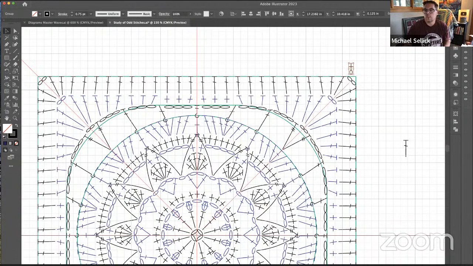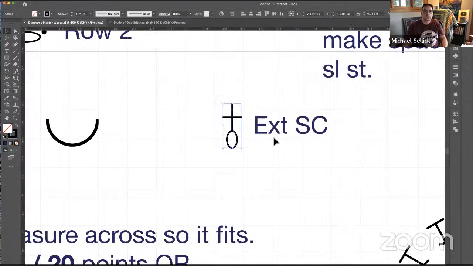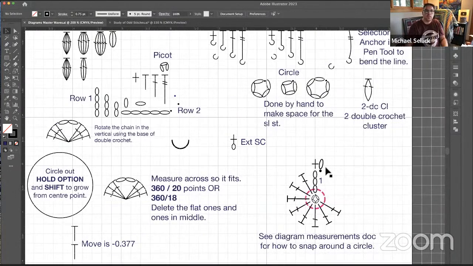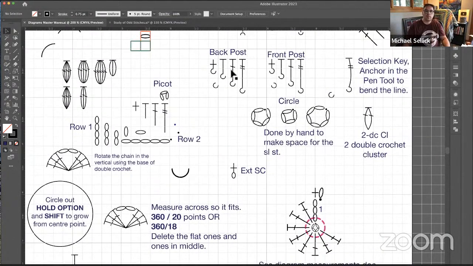Let's do another layer. Round 12. And then we need some back post double crochets. I finally have remembered the angle of these. It took me all these years. I finally clued in last month what it is.